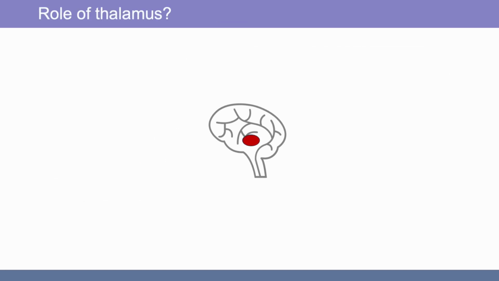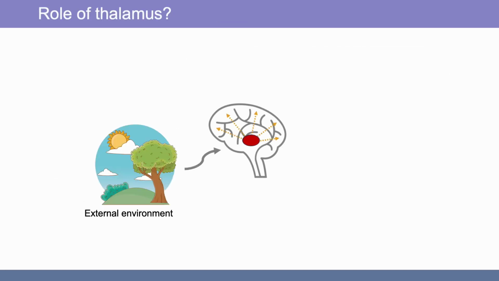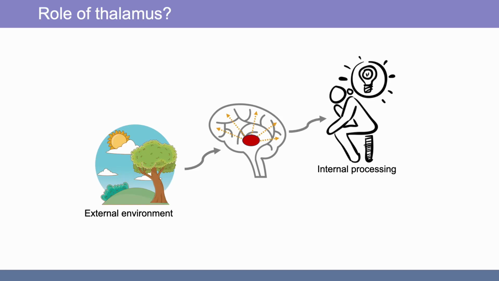The thalamus, which was traditionally known for passively relaying sensory information to the cortex, is now increasingly recognized for its active role in cognition.